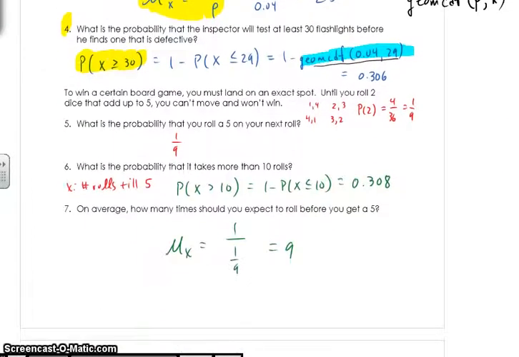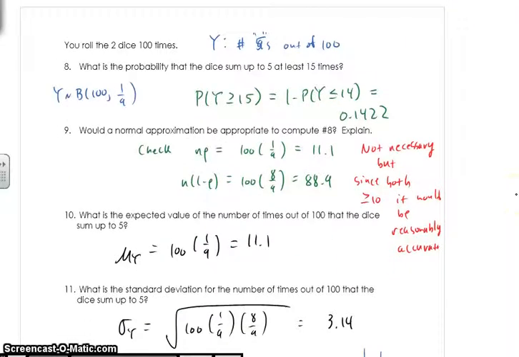The rest of them deal with rolling 2 dice until we get a sum of 5. Well, there's 4 ways that can happen, and there's 36 total ways I can roll 2 dice. So 4/36, or 1/9, is the probability we want. And we're just doing the same thing we did, but for a different geometric random variable. On the back, we're rolling the 2 dice a set number of times. So now this random variable becomes binomial, and we find those probabilities the same way.